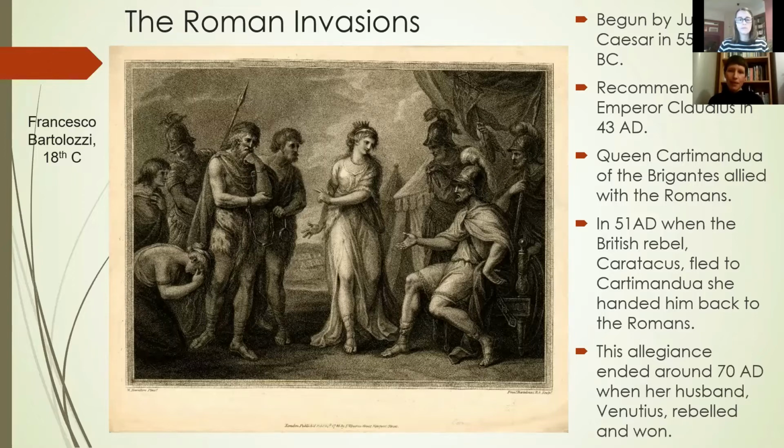This is illustrated by the fact that in 51 AD, when the British rebel Caratacus fled to Cartimandua, she handed him back in chains to the Romans. So that's depicted in this drawing here. And this allegiance between Cartimandua and the Romans ended around 70 AD when her husband Venutius rebelled against her and won. This may not have been as much a political rebellion as a personal one. It's rumoured that Cartimandua slept with her shield bearer, so he's obviously very offended by that. So he rebelled against her, seized control of the Brigantes, and she was forced to flee with the Romans overseas.